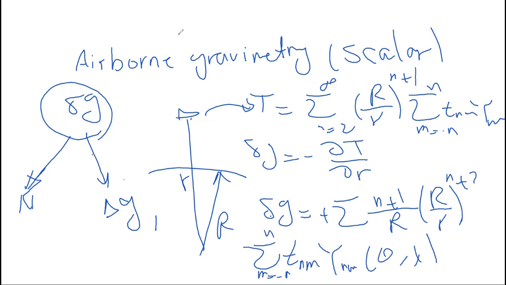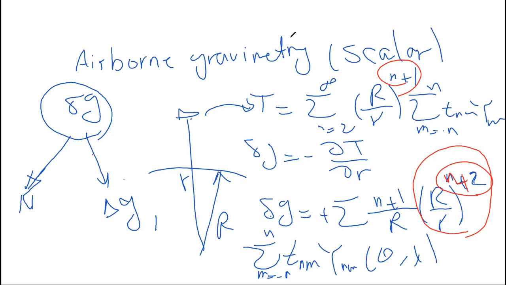And what you see here is what I wanted to emphasize. When you take the first derivative, this downward or upward continuation factor, the damping factor, appears, and it is n plus 2, not n plus 1. That's the thing that we have to consider.